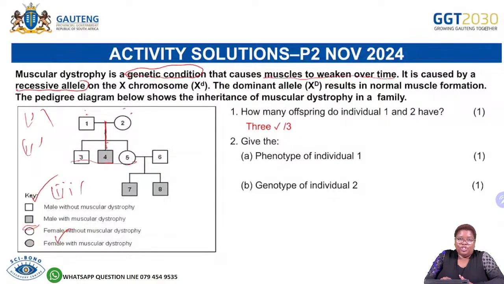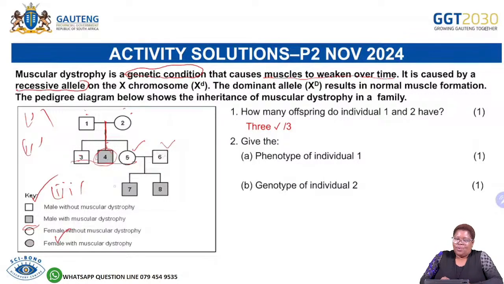There are no more children, yes. Individual 5, who is a male without muscular dystrophy, marries a female without muscular dystrophy. So these parents were without the dystrophy. They were without this genetic condition. Only one of their children, which is a male, inherited the disorder. Okay? Then one of their children marries a male without muscular dystrophy.